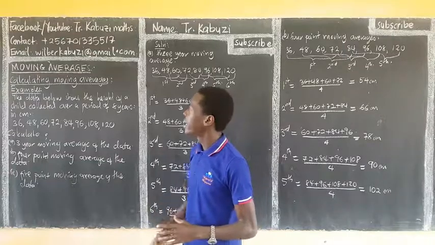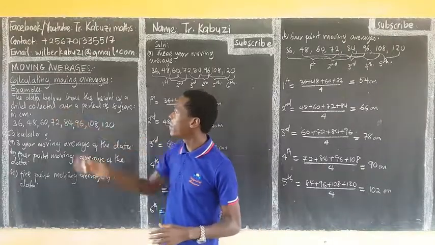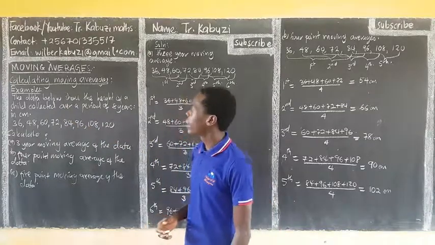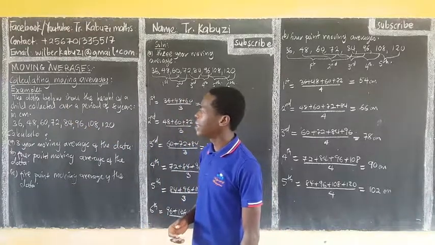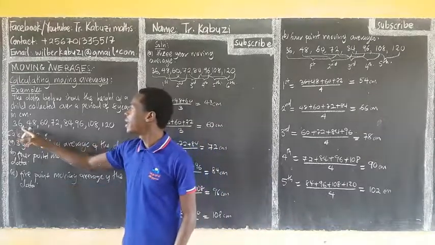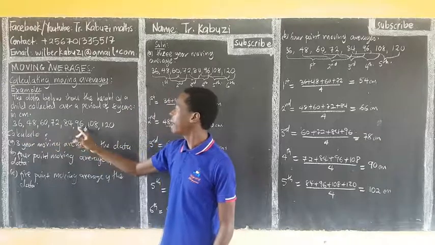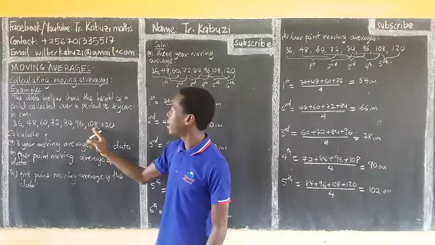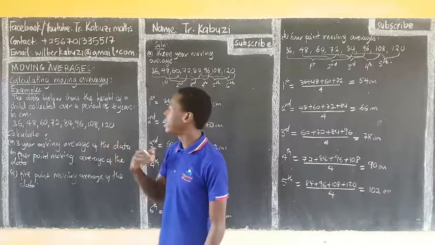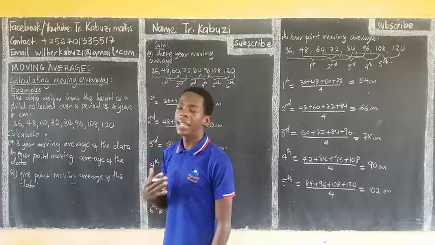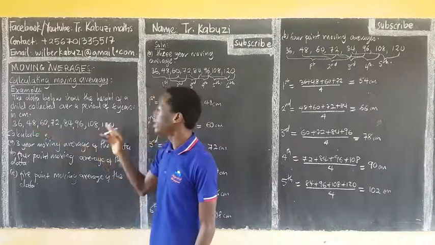how we calculate. So the example says the data below shows the height of a child collected over a period of 8 years. So this was a child that we collected in the first year, second, third, fourth, fifth, sixth, seventh, and then the 8th year. So we are 8 years. Every year we are collecting the data, from the first year up to the 8th year.